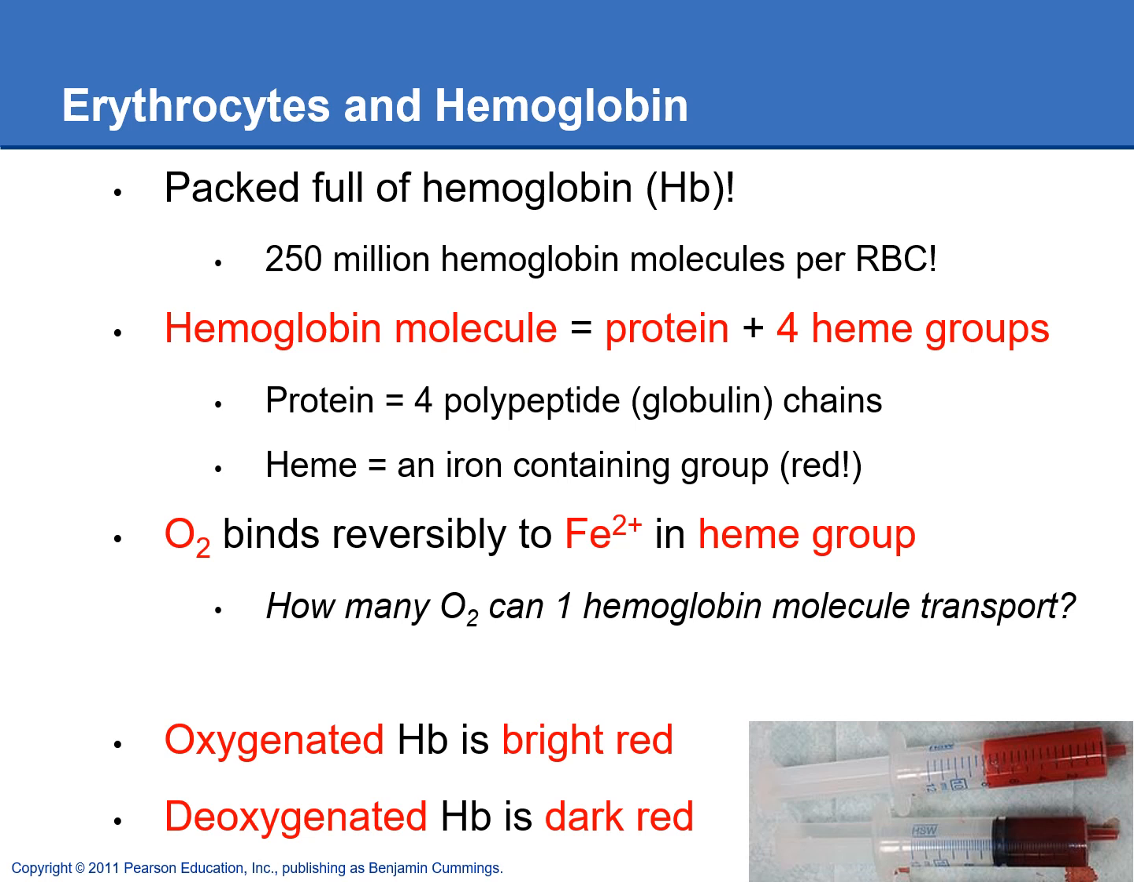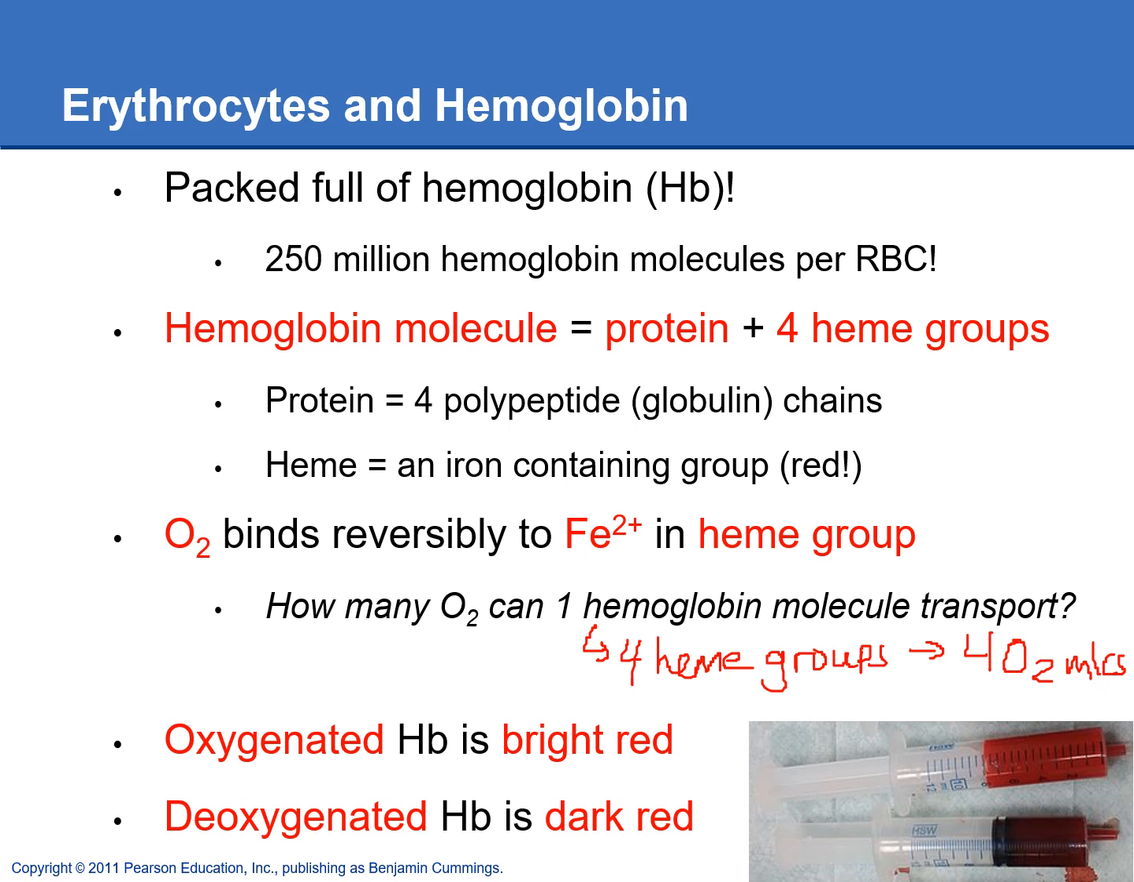So if each hemoglobin has 4 heme groups, how many oxygen can one hemoglobin transport? So hopefully you said that it can transport 4 oxygen molecules. Okay, so one hemoglobin can transport 4 oxygen molecules.